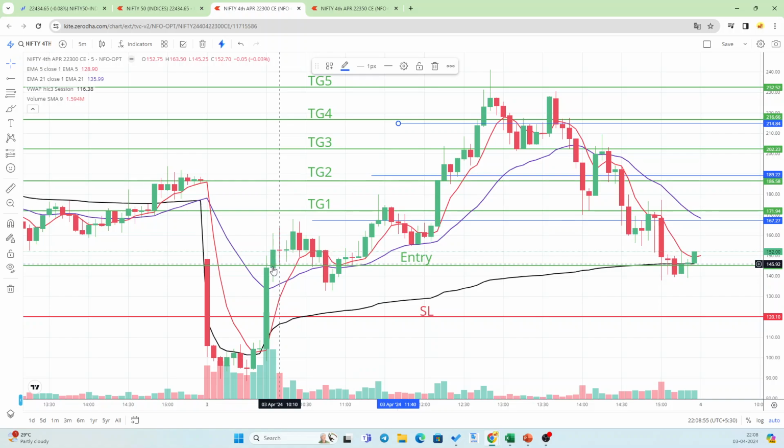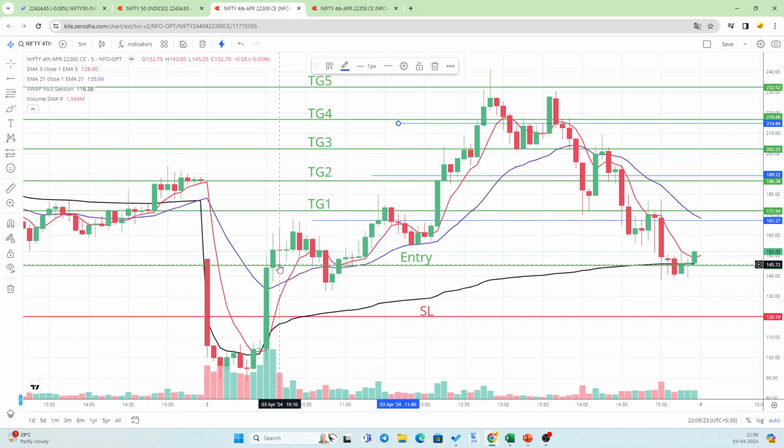So if you are entering at 145, what is our first target minimum? Normally we have 20 or 25 points as the maximum stop loss. In the same way, our first target is also 20 to 25 points. It's the first target. If you see here, we already achieved the first target TG1, and TG2, TG3, TG4, TG5, everything has been achieved continuously.